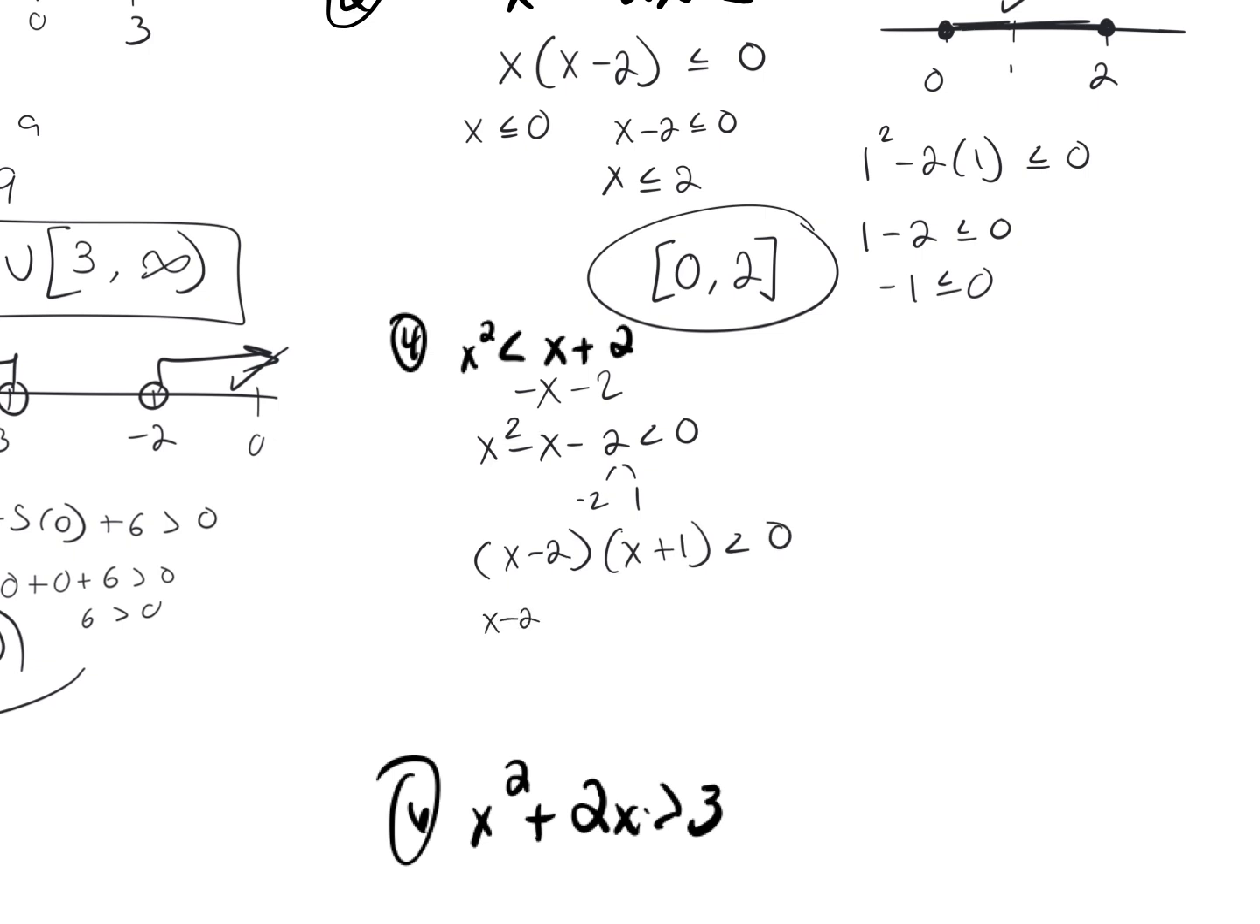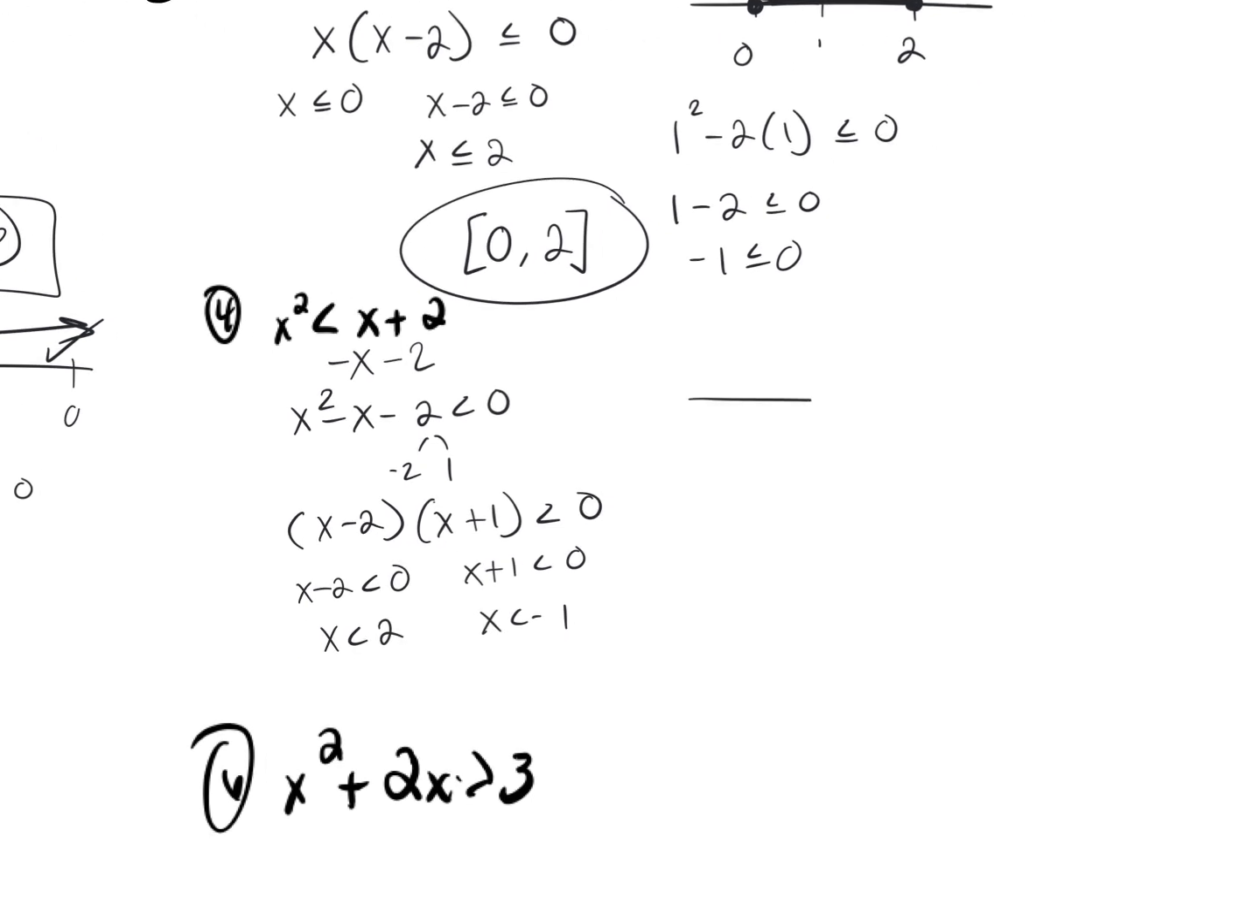So we get x minus 2 is less than 0, x plus 1 is less than 0. So we get x is less than 2, x is less than negative 1. So we're going to plug those in. Negative 1, 2. Again, open circle.